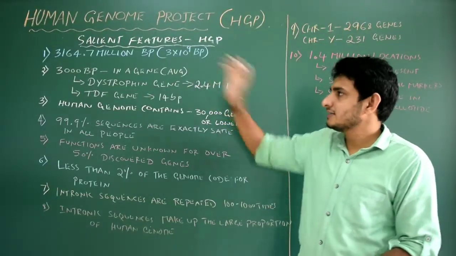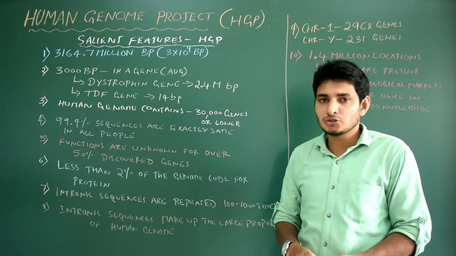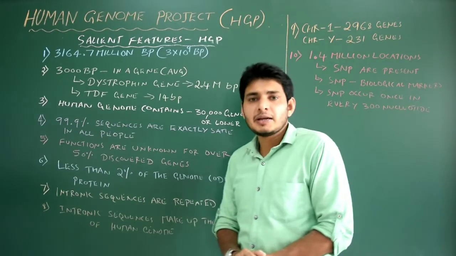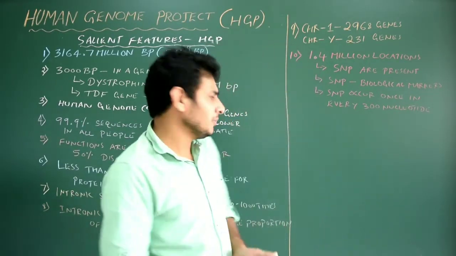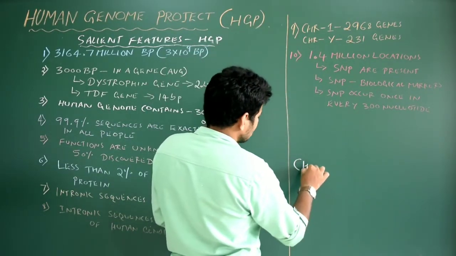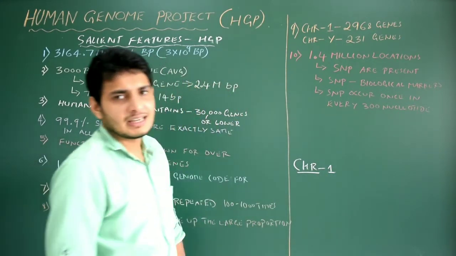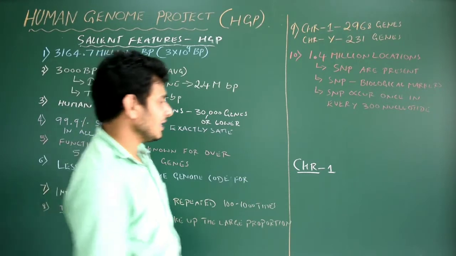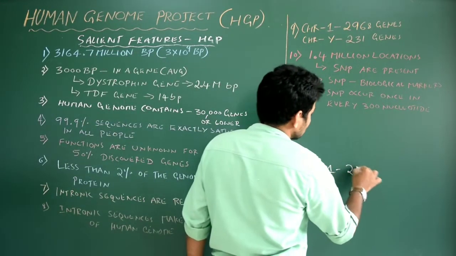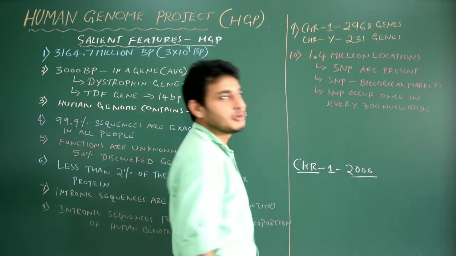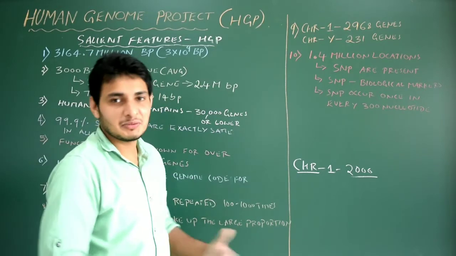Now let me explain the salient features of the Human Genome Project. The Human Genome Project was completed in the year 2003. But let me tell you, the last chromosome, that is chromosome number 1, was sequenced and completed in the year 2006. That means it took 3 more years from the estimated time.